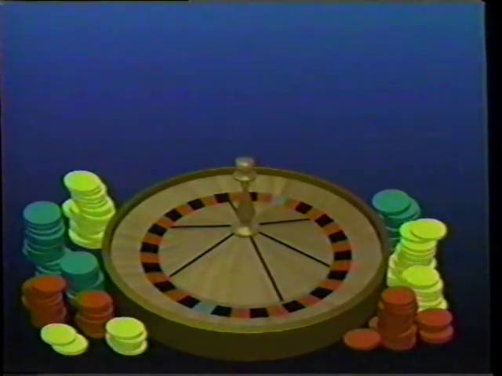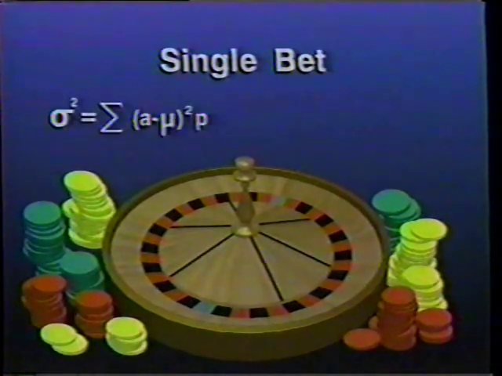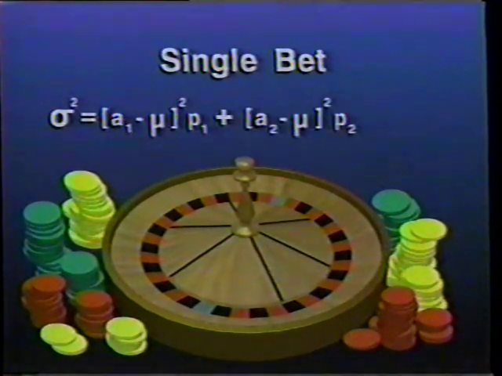Casino owners pay a lot of attention to the long-term mean, while gamblers focus on the variation of individual bets. Let's take a closer look at variation, again with roulette. What we want to find is the standard deviation for single bets. We'll start by finding the variance with this formula, which we've seen before.